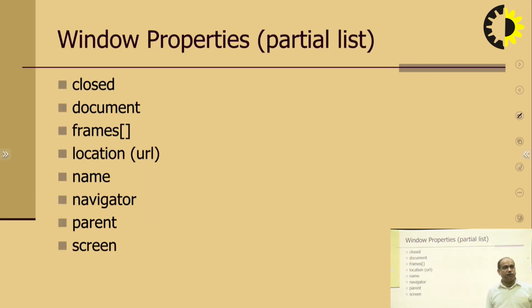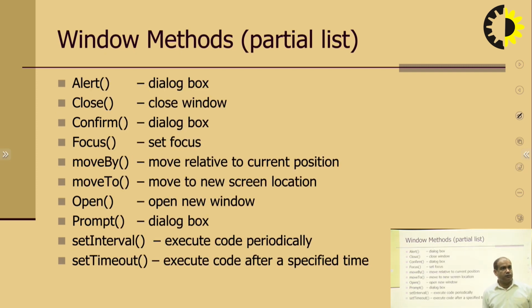Next we are talking about the Window properties. Here a partial list is given. Whether we want to close the window, document, frames, location, name, navigator, parent and screen. These are the Window properties which we can use by using the DOM object. These are the Window methods. A partial list is also defined. We have used alert, confirm and prompt earlier, and all others: close, focus, moveBy, moveTo, setInterval, setTimeout. All these can be used with the Window methods.